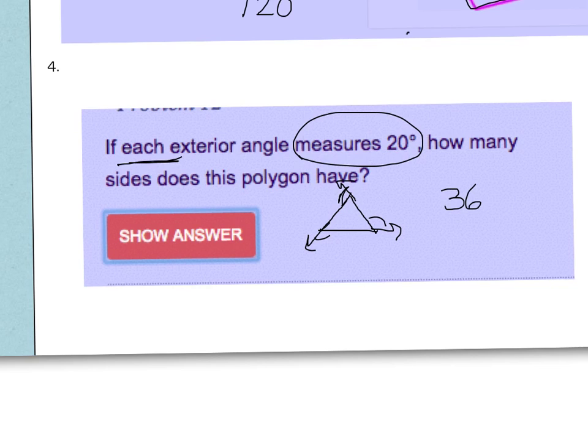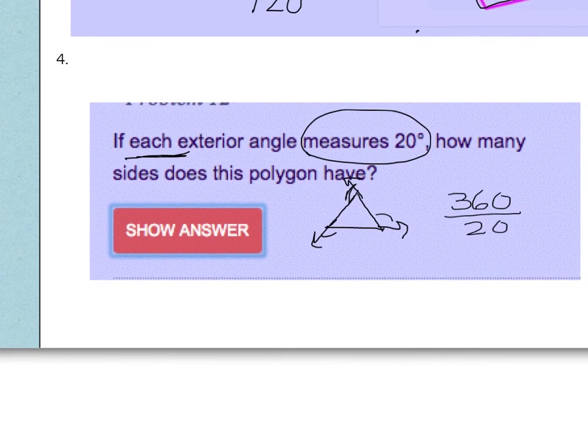And if we know they all are 20 degrees, if we take 360 and divide by 20, we will get the number of sides that this polygon will have. And that number actually turns out to be 18. And that's a pretty cool polygon.